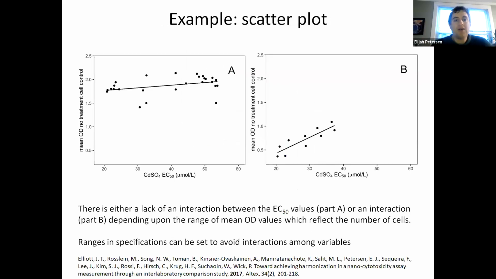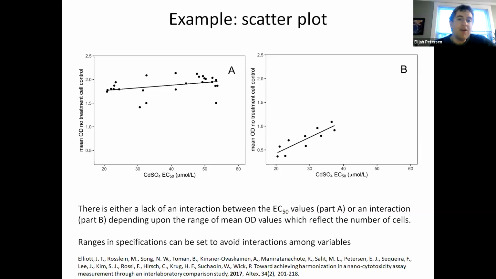Scatter plots are really valuable too, and the idea here is that you want to compare among your control measurements. In this case, we're comparing against two control measurements. One is our positive control, which is cadmium sulfate in this example, and on the y-axis is the mean optical density of our no treatment cell control, which in this case was the MTS assay. So essentially, we're estimating our number of cells.